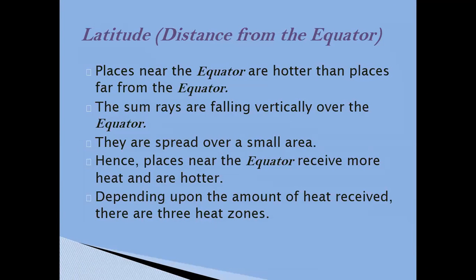Latitude, distance from the equator. Places near the equator are hotter than places far from the equator. The sun rays are falling vertically over the equator. They are spread over a small area. Hence, places near the equator receive more heat and are hotter. Depending upon the amount of heat received, there are three heat zones.